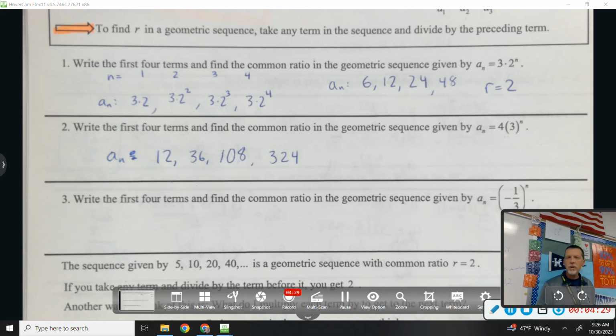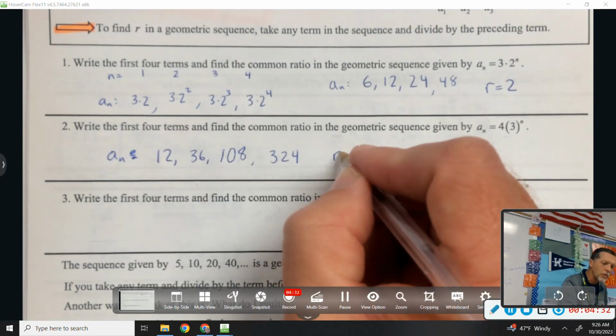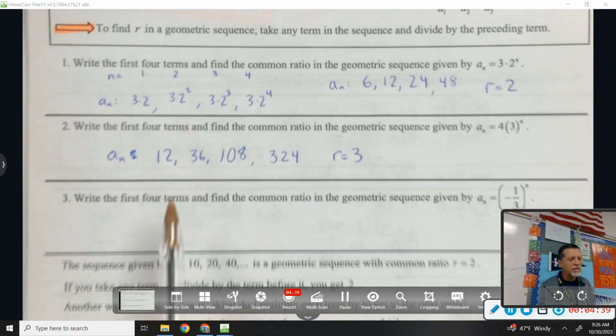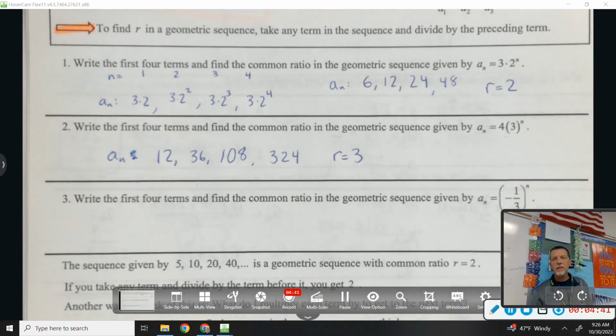And so this one we picked up on the pattern a little quicker because we were looking for it and we knew what we were looking for. R was 3. And so instead of plugging in n, once we got a couple, we're like, well, let's just multiply by 3 to get the next term.